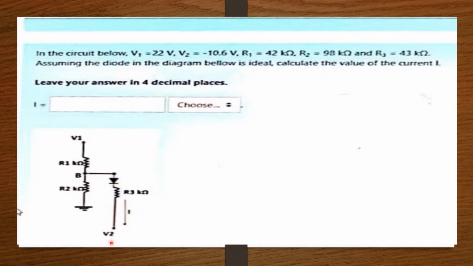Now, anytime you are given a diagram like this, the best way to solve it is to redraw the diagram. When you redraw it, it simplifies the whole thing for you. So what I'm going to do next in this video is to simplify this diagram to make it solvable and understandable. All right.